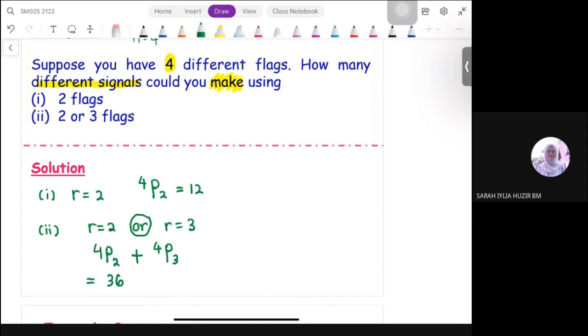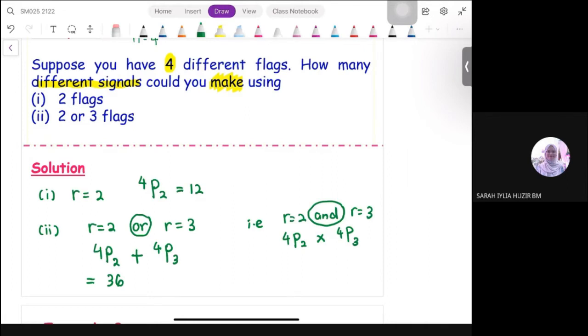Okay. But if the question uses the word and, it means this case is overlapping. Saya tambahlah. Kalau dalam soalan tu guna r is 2 and r is 3, so we can either use 2 ataupun kita guna 3 dalam masa yang sama. So our calculation would be 4P2 times 4P3. So be careful with the keyword of or ataupun and. Kalau or senang cerita tambah. Kalau and senang cerita kena darab.